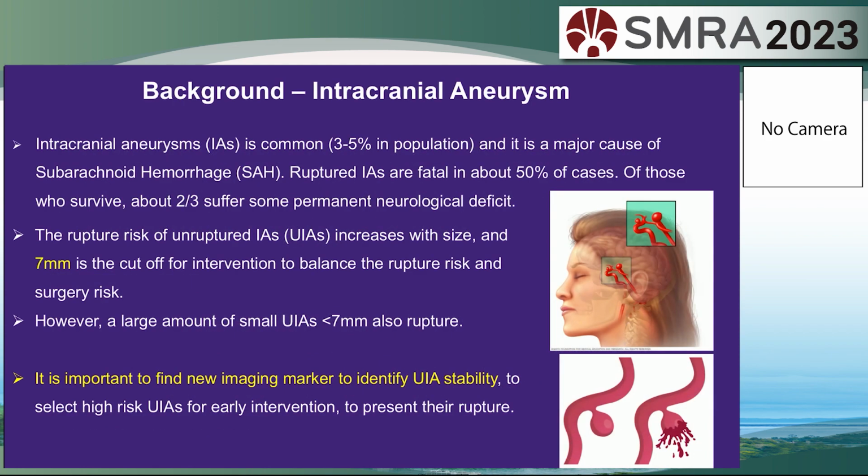Aneurysm is a very common disease and a major cause of subarachnoid hemorrhage. Ruptured IAs are fatal in about 50% of cases, and of those who survive, about two-thirds suffer some permanent neurological deficit. The rupture risk of unruptured aneurysm increases with size, and normally 7 millimeters is a cutoff to balance the rupture risk and surgery risk. However, a large number of small aneurysms less than 7 millimeters also rupture. So it is important to find new imaging markers to identify UIA stability, to select these high-risk small aneurysms for early intervention to prevent their rupture.